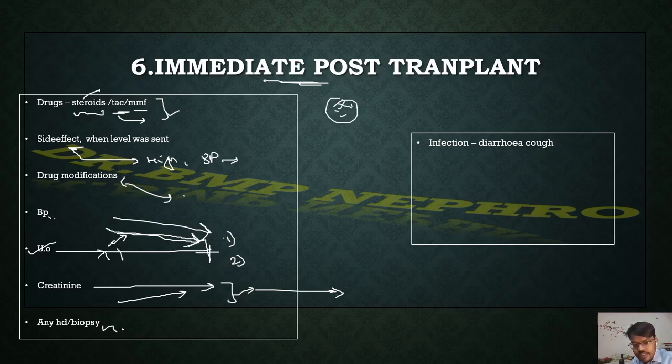Any HD was received, any biopsy he underwent, and any feature of diarrhea or infection. Why diarrhea? Because it is one of the complications of the drug MMF. Whether he developed any pneumonia, if he received ATG. So your history should cover all these points, because each and every point has a significance with the graft outcome.